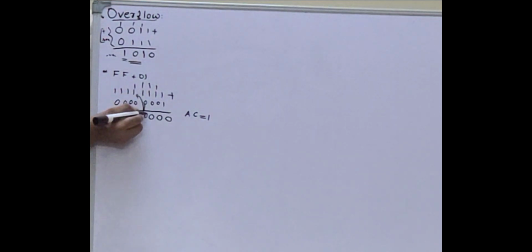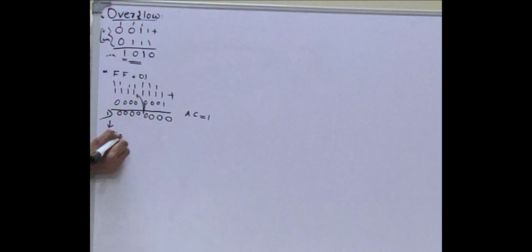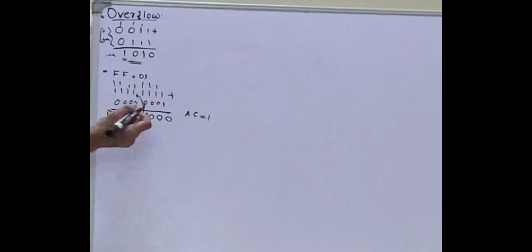Here the carry is forwarded to the other nibble. Then 1 plus 1 will have 0 with carry 1, and again 1 plus 1 gives 0 with carry 1. This is the carry bit. So the carry bit is set to 1 here. So this is the auxiliary carry and this is the carry.